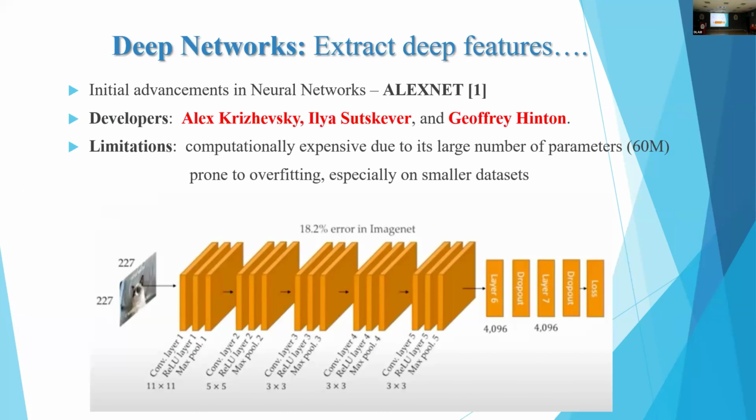So I will just go through this in a couple of minutes. As I pointed out, CNN is not the only deep neural network model. We have many other kinds of deep neural network models in the literature. The very first one with a huge network architecture is AlexNet. It was the initial advancement of deep neural networks. The developers were Geoffrey Hinton and others. Limitation is that it is computationally expensive due to its large number of parameters, 60 million parameters. So here also the number of parameters is becoming quite heavy, and sometimes the network model may suffer from overfitting. It provided 18.2% error on the image database.